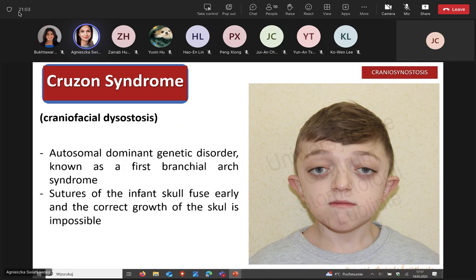Crouzon syndrome. This kind of syndromes you should know. And one of them is Crouzon syndrome, the most popular cranial synostosis. All the patients which you will see here during the presentation are our patients treated in our department for many years. Autosomal dominant genetic disorder known as first branchial arch syndrome. Sutures of this infant skull fuse early, and the correct growth of the skull is impossible.